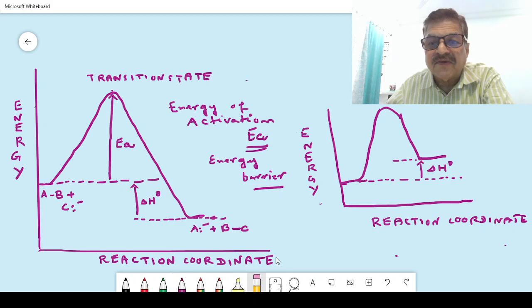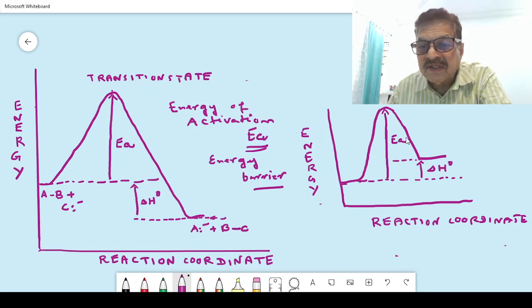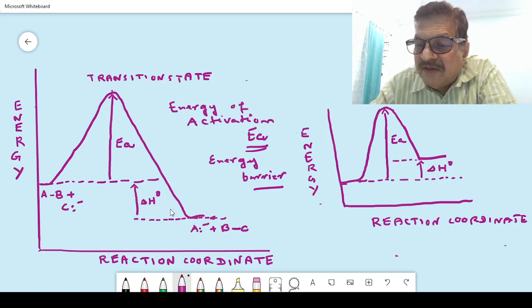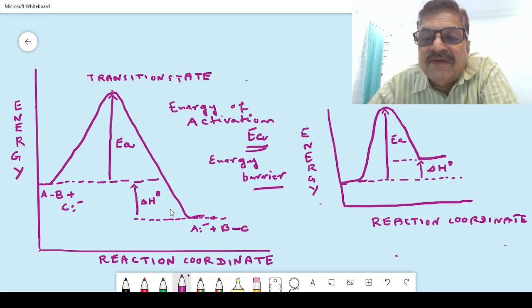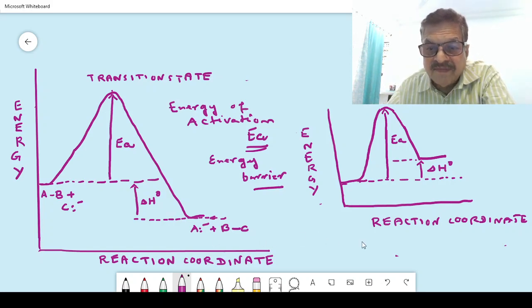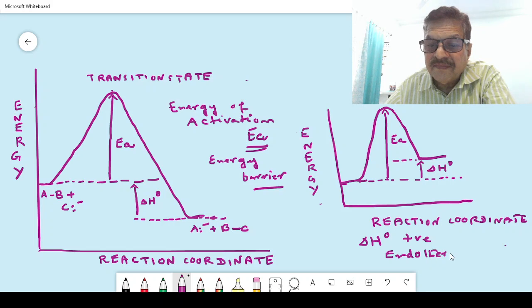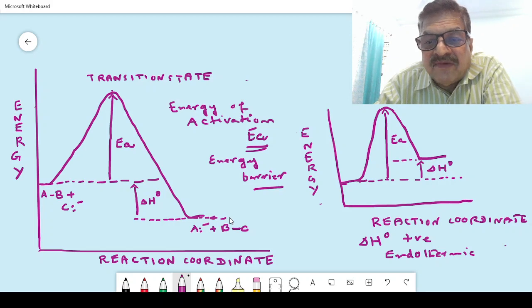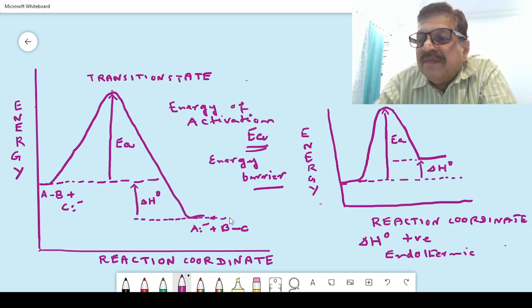Somewhere like this we can just draw. Roughly, I am just giving you a rough idea. So this is our energy of activation here. So in this reaction, we can see the energy of activation is a large EA, therefore it is a slow reaction here. So here delta H is positive. It's an endothermic reaction. Correct? Now the products are at a higher energy here. Delta H is positive. Endothermic reaction.